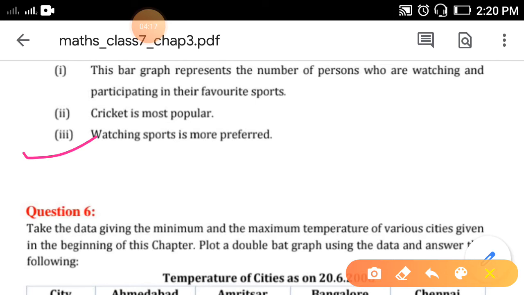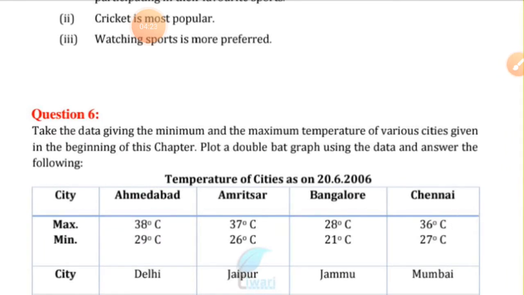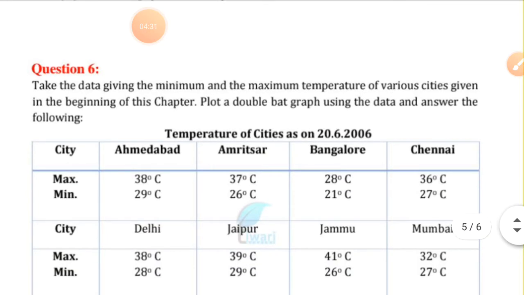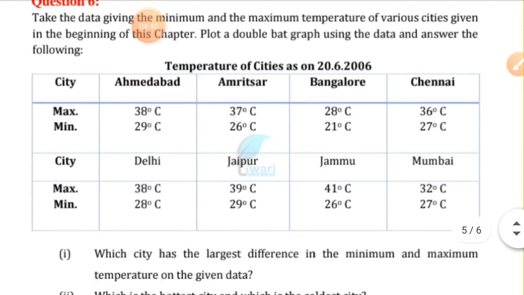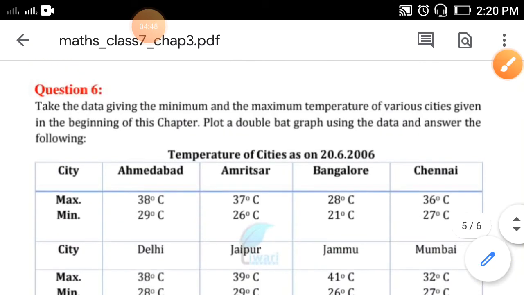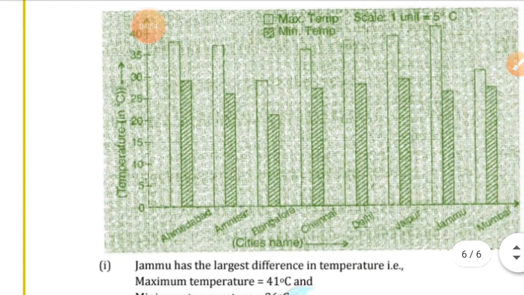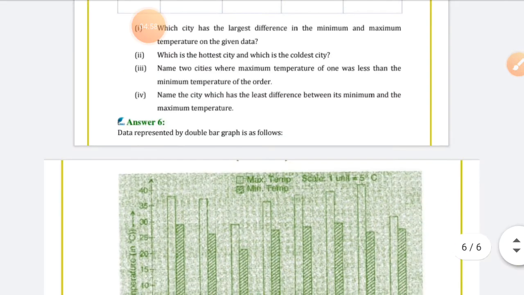Now the last one. Take the data giving the minimum and the maximum temperature of various cities given at the beginning of this chapter. Plot a double bar graph using the data. Answer the following. You can see question number 1, the temperature of different cities on the date 20th June 2006 is given. You have to draw the graph and answer the following questions. You can see the graph is already given here. Graph you draw yourself. Now let's see the questions.